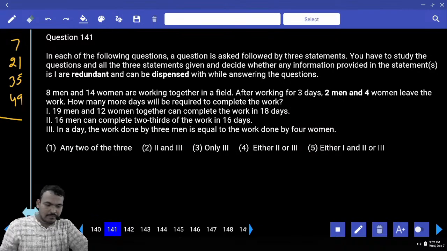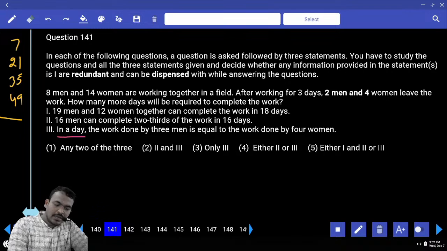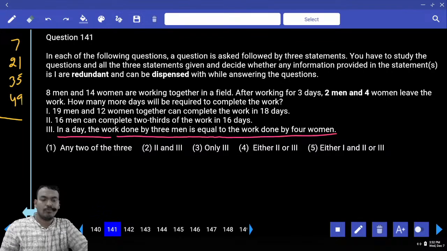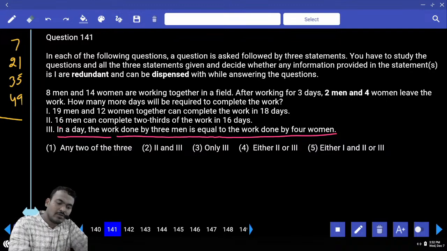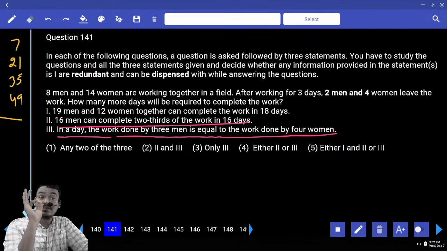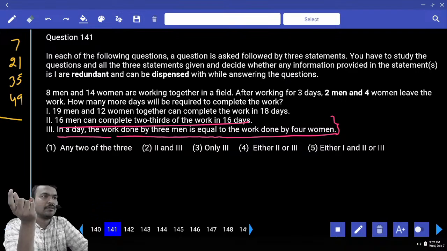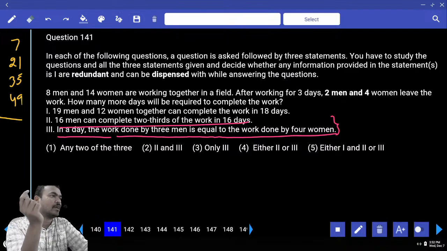Okay, next. What is the third statement? In a day the work done by 3 men is equal to the work done by 4 women. Means 3 men's work equals 4 women's work. In that case we get the efficiency. And already we know from the second statement that 16 men can complete 2/3 of the work in 16 days, so 16 men can complete the whole work in a certain time. By using second and third also we get the answer, yes or no? Men and days are given, efficiency is also given, we get the work.